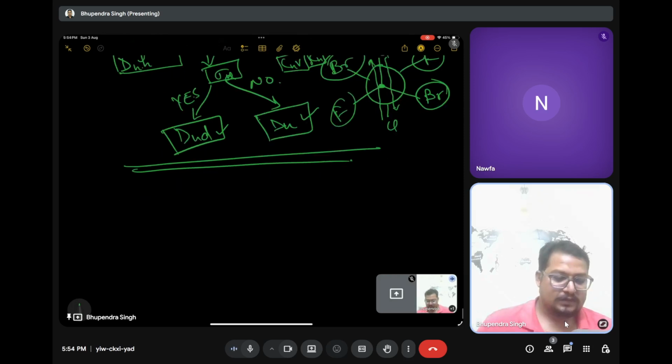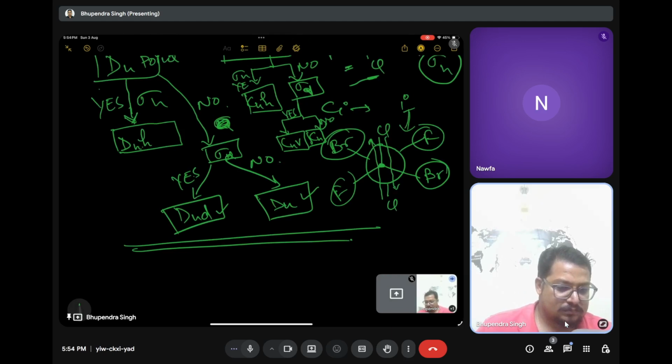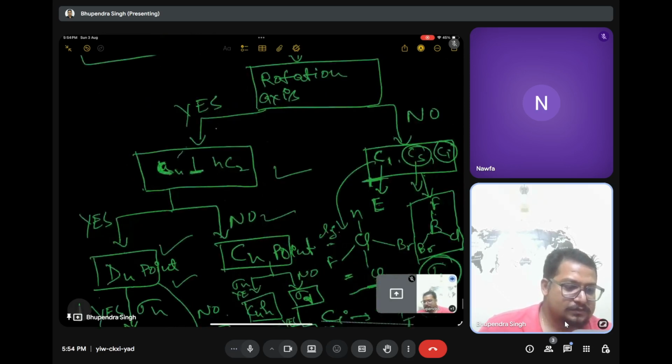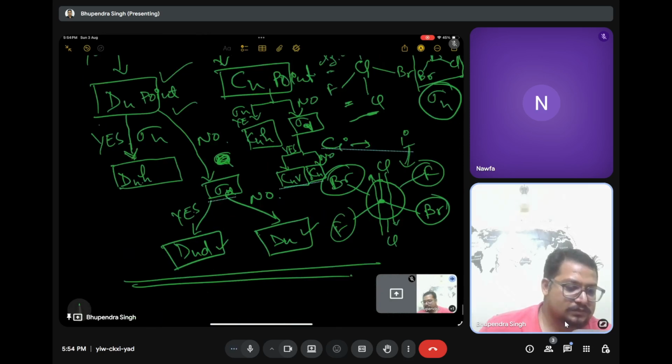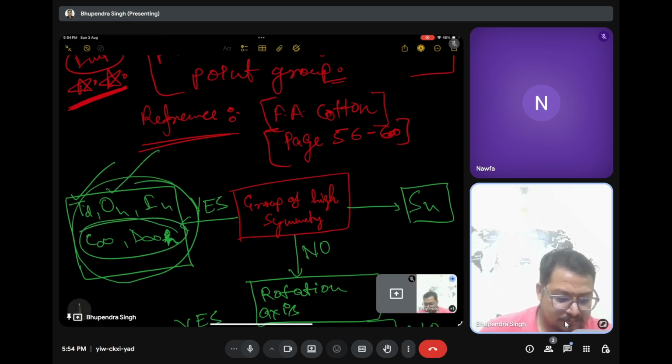So this is the flow chart if you follow this. Now all the symmetry elements and operations you know, so you will be able to find out this point group. And now talk about this. Tetrahedral and octahedral you can easily find out. Difficulty is there, these two.